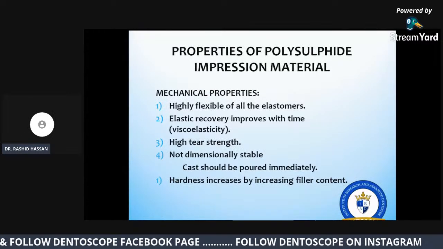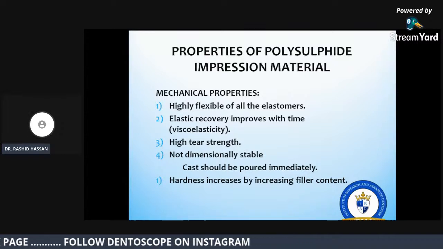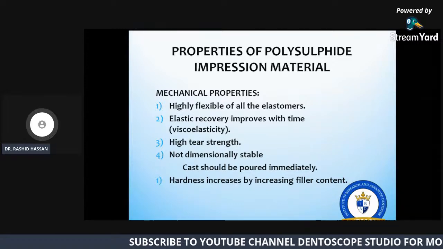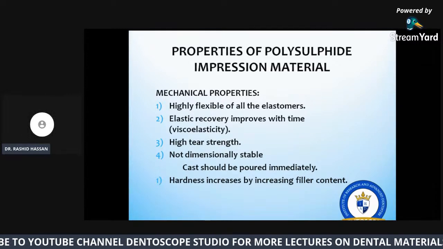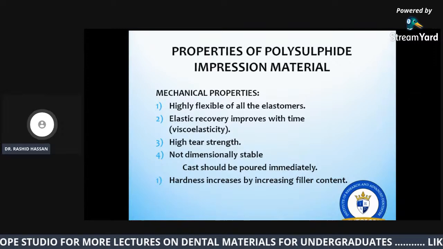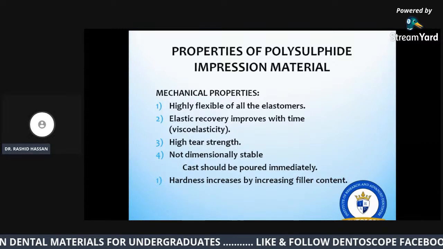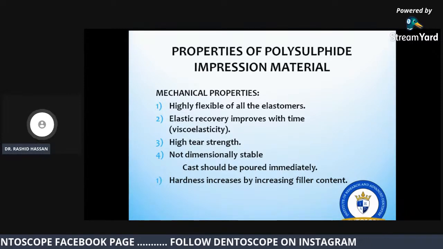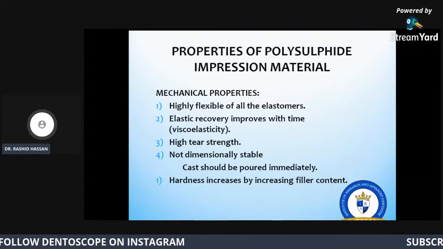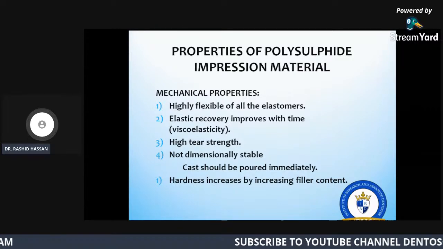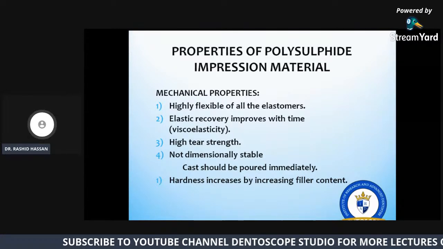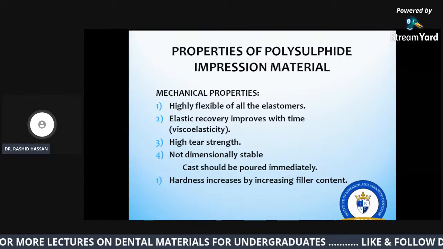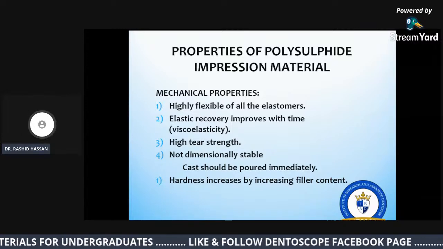Then mechanical properties, highly flexible of all the elastomers. This polysulfide, which was the first elastomeric impression material made, was highly flexible among all the elastomers. The elastic recovery improves with time. It is viscoelastic in nature. The elasticity improves with time, but still the elastic recovery is not as good as the other elastomeric impression materials. We'll go through each one of them, then you will see for yourself that the elastic recovery, although very good, is much better in other elastomers than this one.